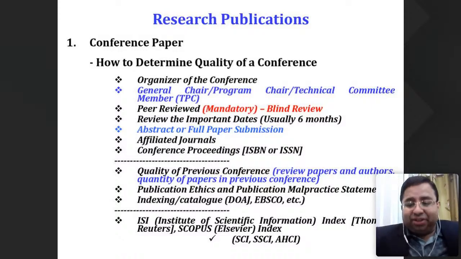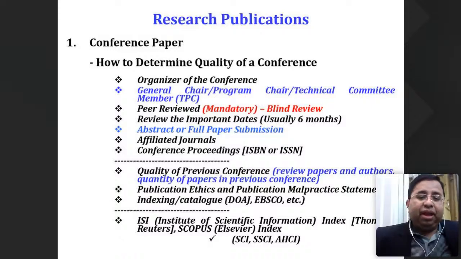Why is abstract-only submission not good? Because maybe they are looking to get many participants. They are not bothering about the quality. But with full paper submission, definitely they are looking to get good quality papers. An abstract submission is only 200 words, 300 words. It's very easy to write. But writing a full paper of 5 or 6 pages is not very easy.